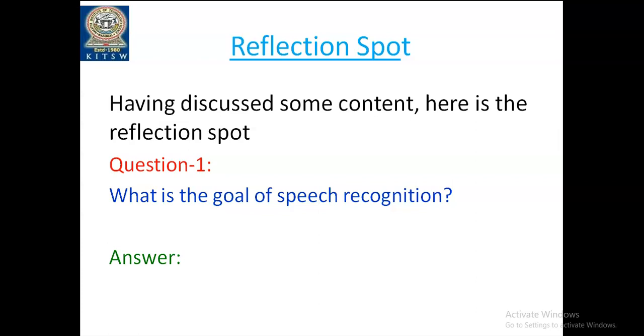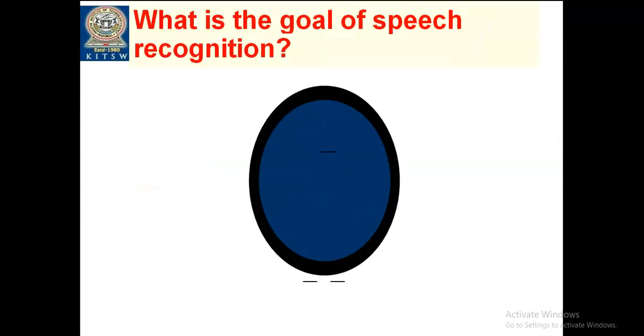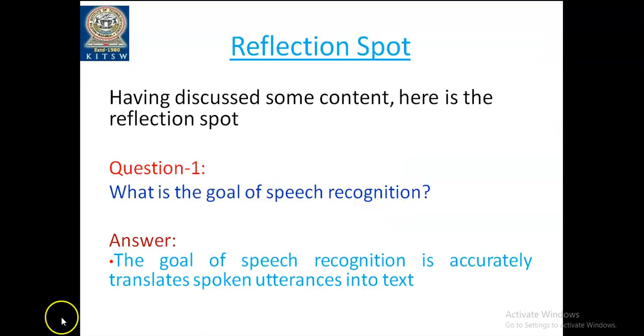Now, what is the goal of speech recognition? This we also clearly mentioned in the first slide of this ASR. The main goal of an ASR is to convert the spoken utterances into text. After recording a speech signal, we divide it into frames, and each and every frame should be converted into text with the help of the ASR, that is automatic speech recognition.